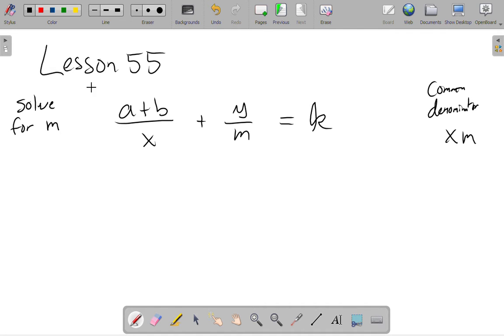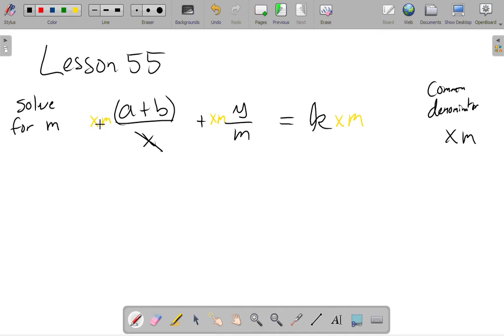XM. And then what do we do with the xm? Multiply xm to every term. Everything gets multiplied times xm. What's different, or why these are advanced, is because some of the fractions have multiple terms in either the numerator or the denominator. So we have to be careful when we multiply that we multiply by both of them. So I multiply everything by the common denominator.